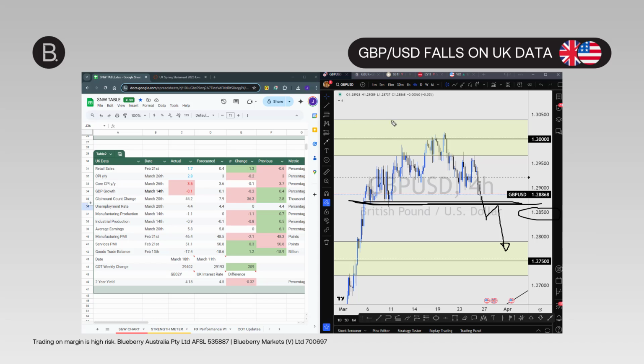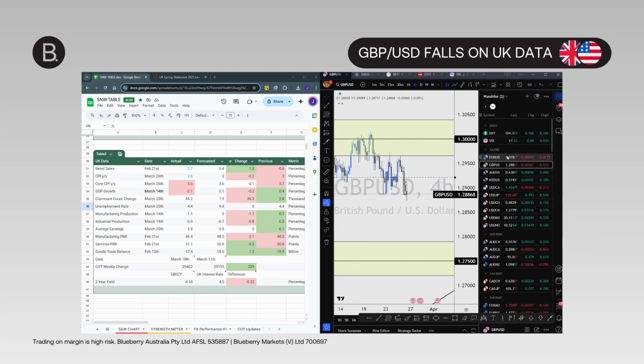The problem we've got against the US dollar is the fact that the dollar is a weak currency as well. The data in the US hasn't been particularly amazing. So we're starting to see that kind of flow through.